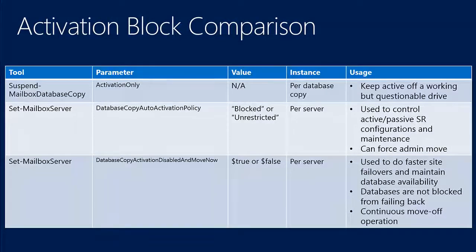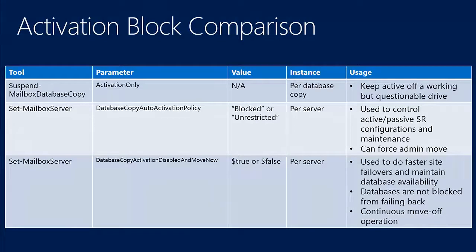So if you have a bunch of servers in another site and you want them to be true DR servers and not have the system automatically activate them, what many customers will do is they'll run set mailbox server and they'll configure database copy auto activation policy with a setting of blocked. Okay, that basically blocks all databases on that server for activation. And typically they will do that for all the servers in their DR site. Now, that blocks automatic activation.